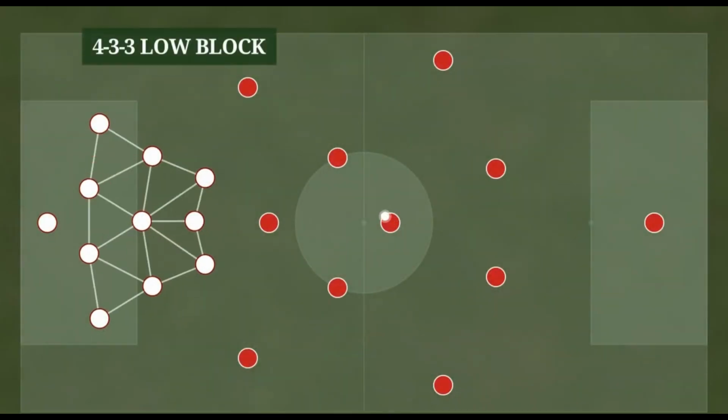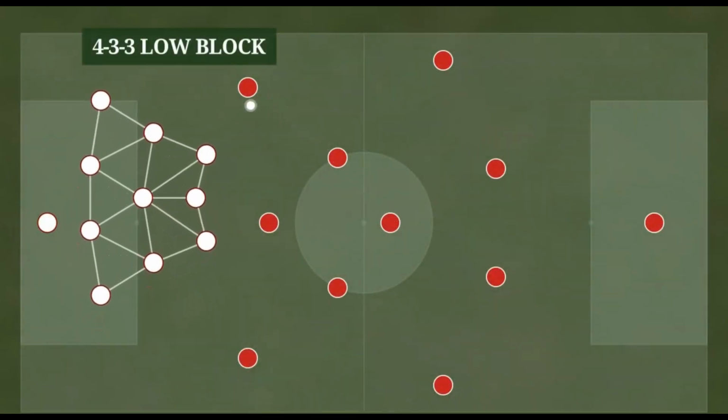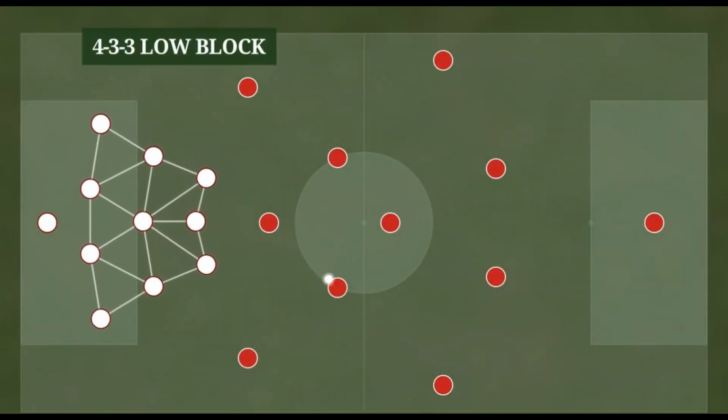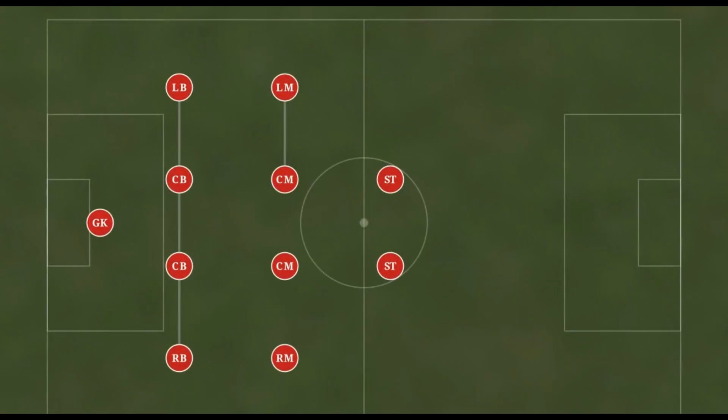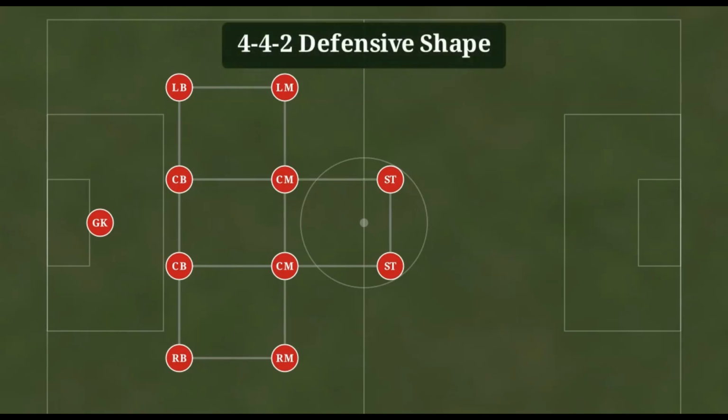Head coach Jesse Marsch faced a specific challenge. Qatar was set up in a compact 4-3-3 low block designed to frustrate attackers. To make matters more complicated, Marsch had to break this down while keeping a recovering Alphonso Davies safely on the bench. As we can see in this structural diagram, the solution started with a deceptive base shape.